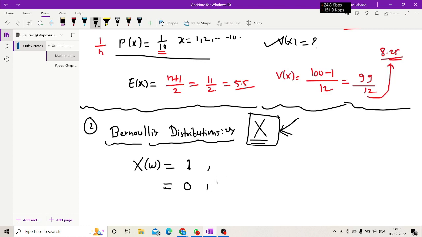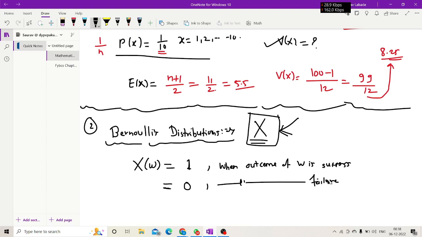Okay, yeah. So what is one? It is one when the outcome of W is success. And it is 0 when the outcome of W is failure. Okay, so that is the Bernoulli.